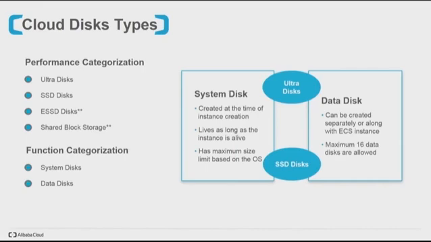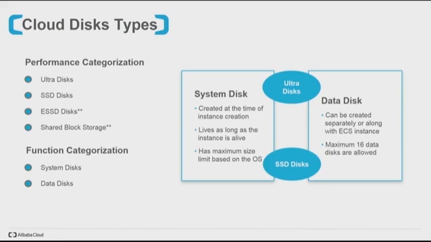In terms of the types of cloud disks that we offer for block storage, I would talk about the disk types in two different categories. One is the performance category and the other is the function category. Looking first at the function category, if you look at the diagram on this slide, the two rectangles specify system disk and data disk. These are two different function-based categories.